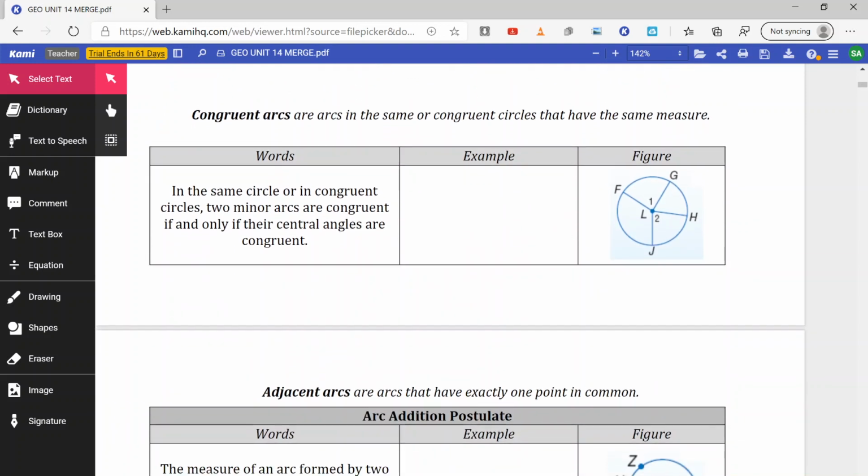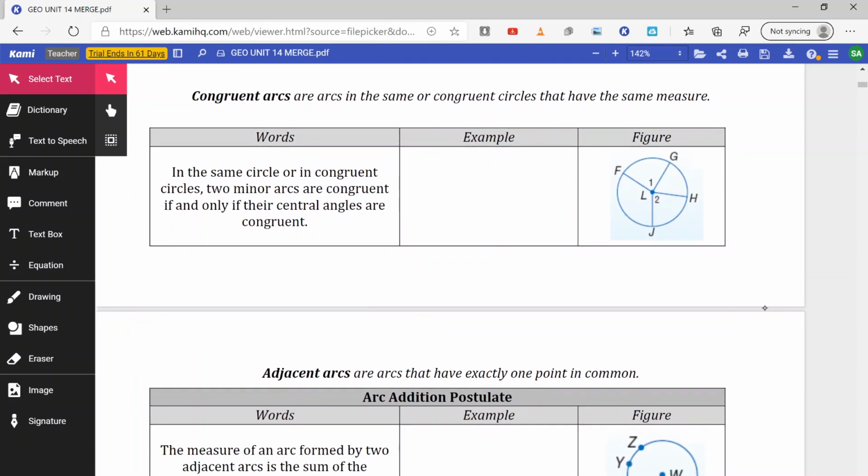Now we could also have what's known as congruent arcs. Again, congruent means they're exactly the same measure, same shape, same size, everything. They are arcs in the same or congruent circles that have the same measure. So here we have circle L with all these points on the outside. In words, the definition is in the same circle or in congruent circles, two minor arcs are congruent if and only if their central angles are congruent.